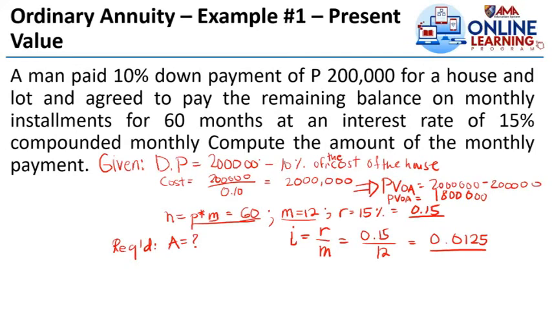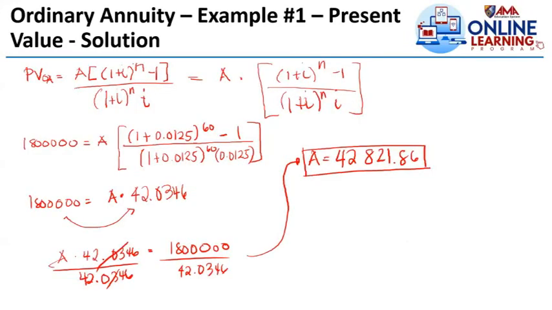Okay? Then, to get yung I natin, kasi nga, sa formula natin may I is equals to R over M is equals to 0.15. Yung rate natin divided by M, which is the conversion period 12. So, we got 0.0125. So, let's solve this. So, ang required natin is A. So, yun. So, ang formula for PVOA is equals to A times the quantity of 1 plus I raised to N minus 1 all over 1 plus I raised to N times I.